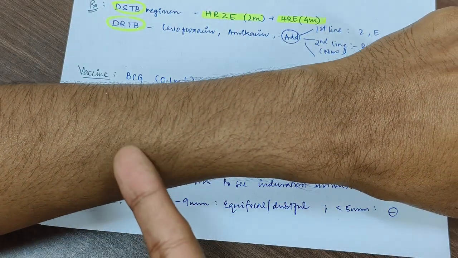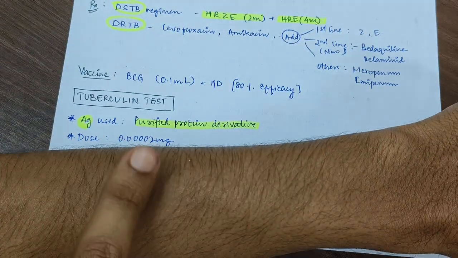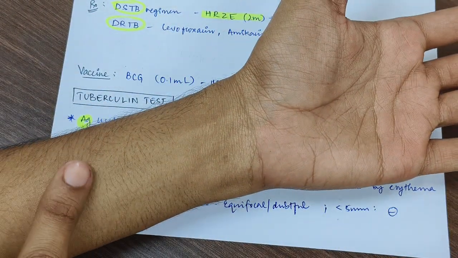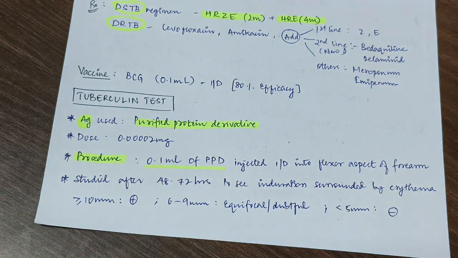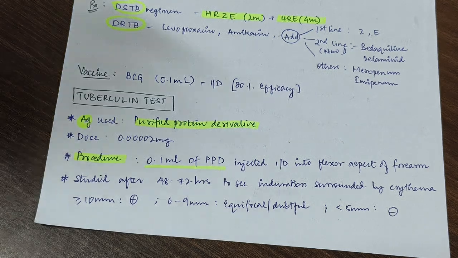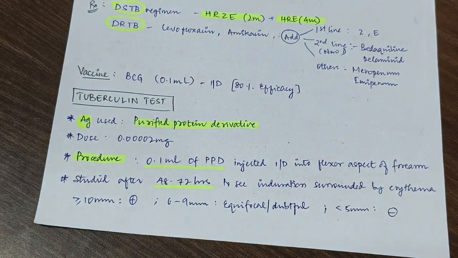It is given intradermal on the flexor aspect, not the extensor aspect. This is the flexor aspect. So on the flexor aspect you are going to give this purified protein derivative. After giving, you are going to watch for 48 to 72 hours.